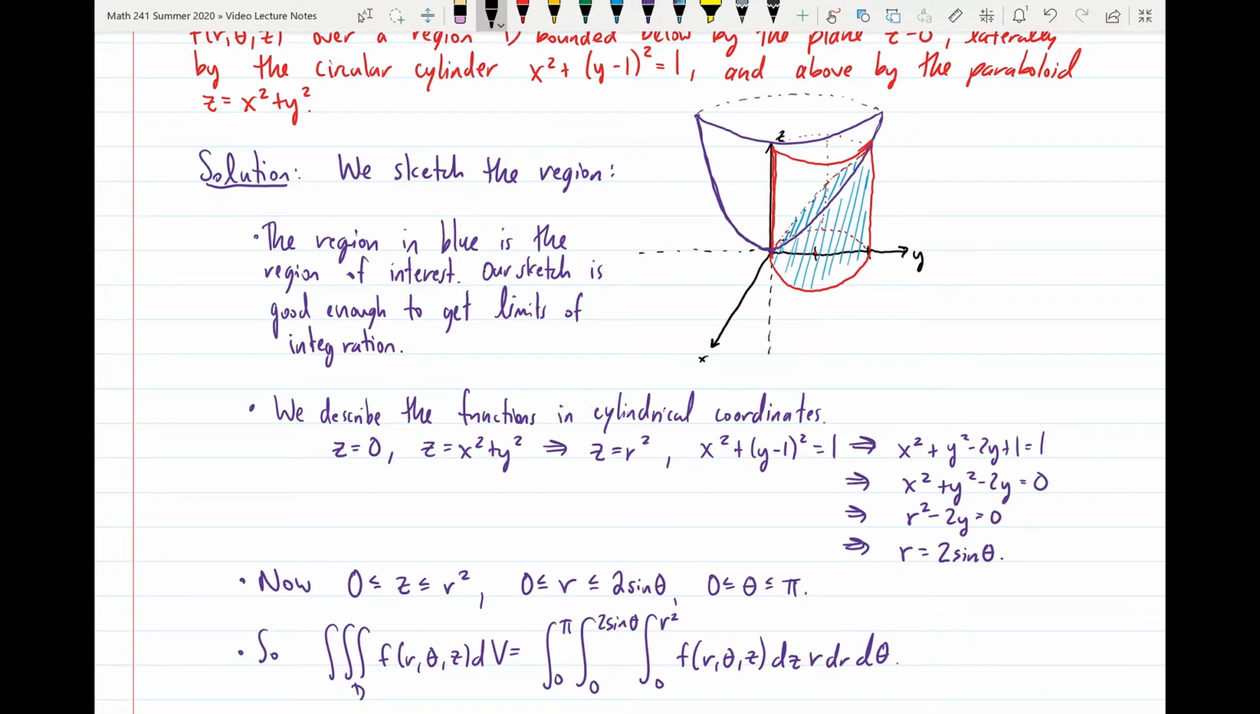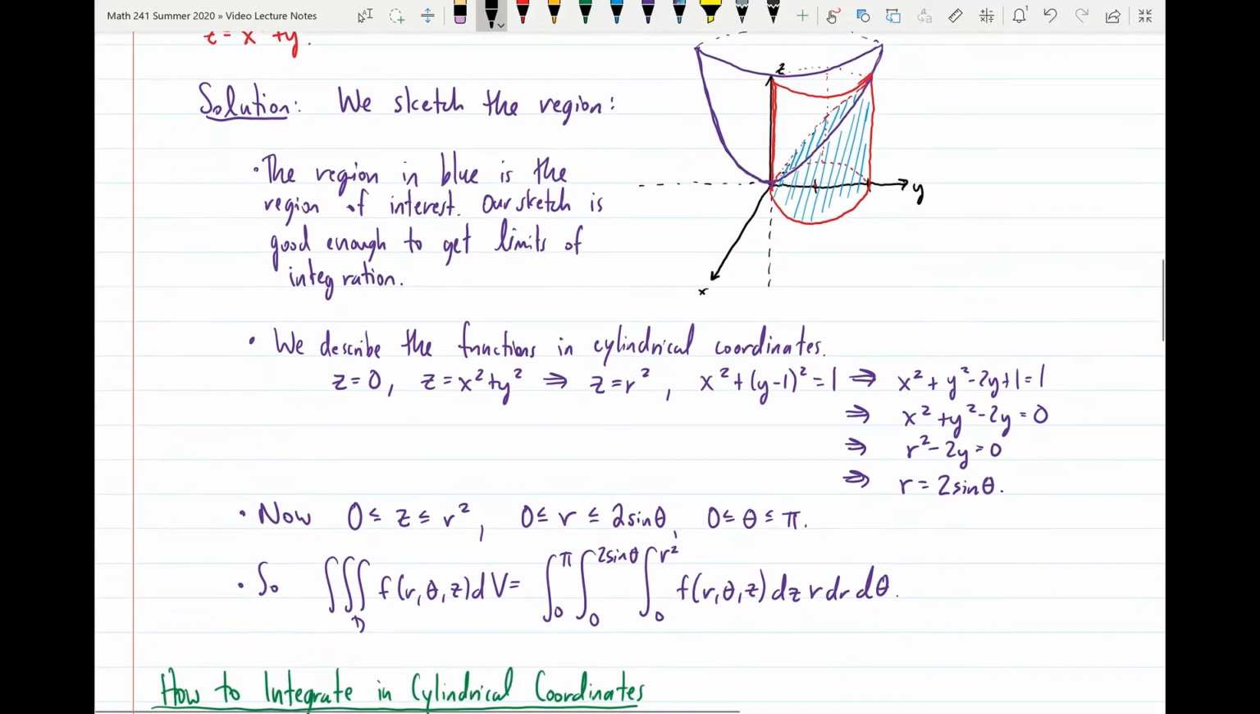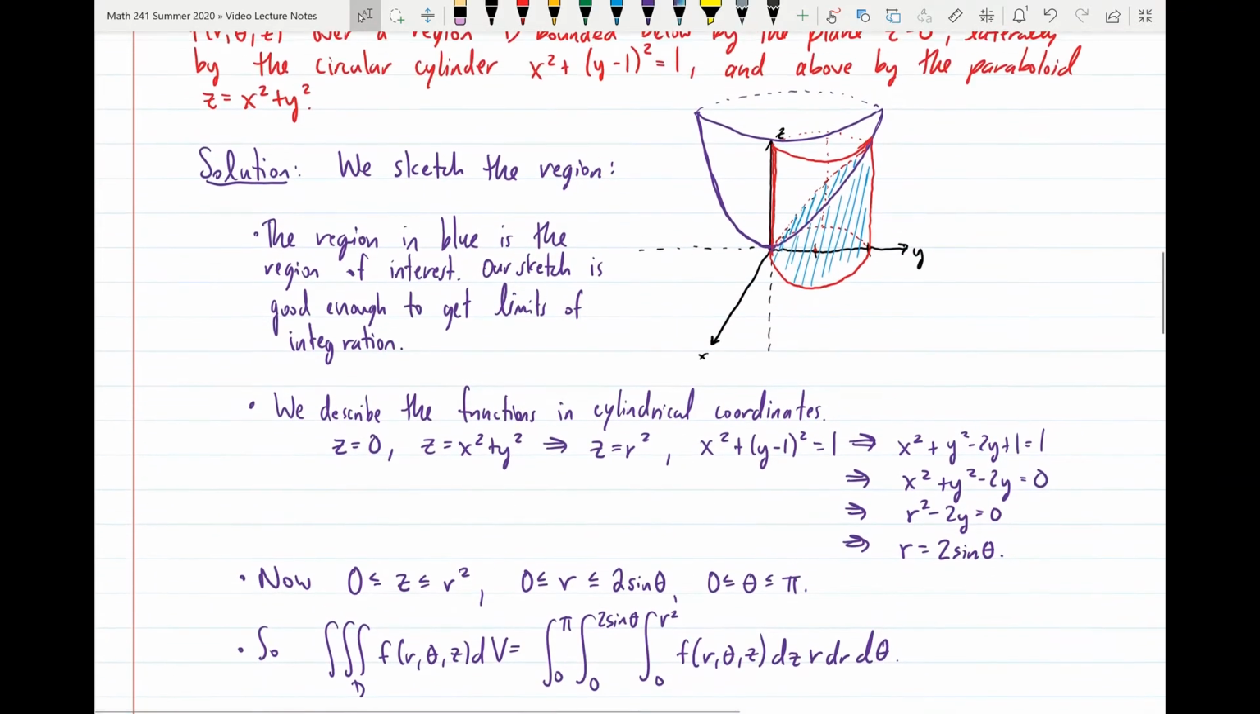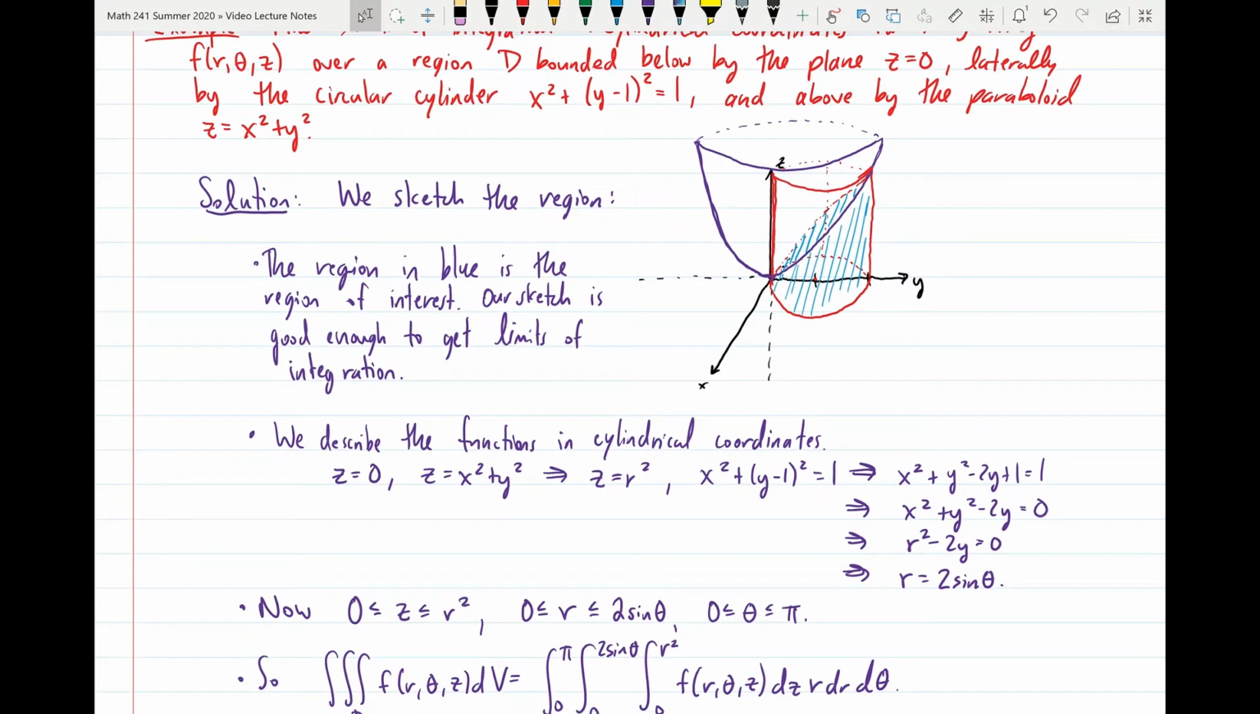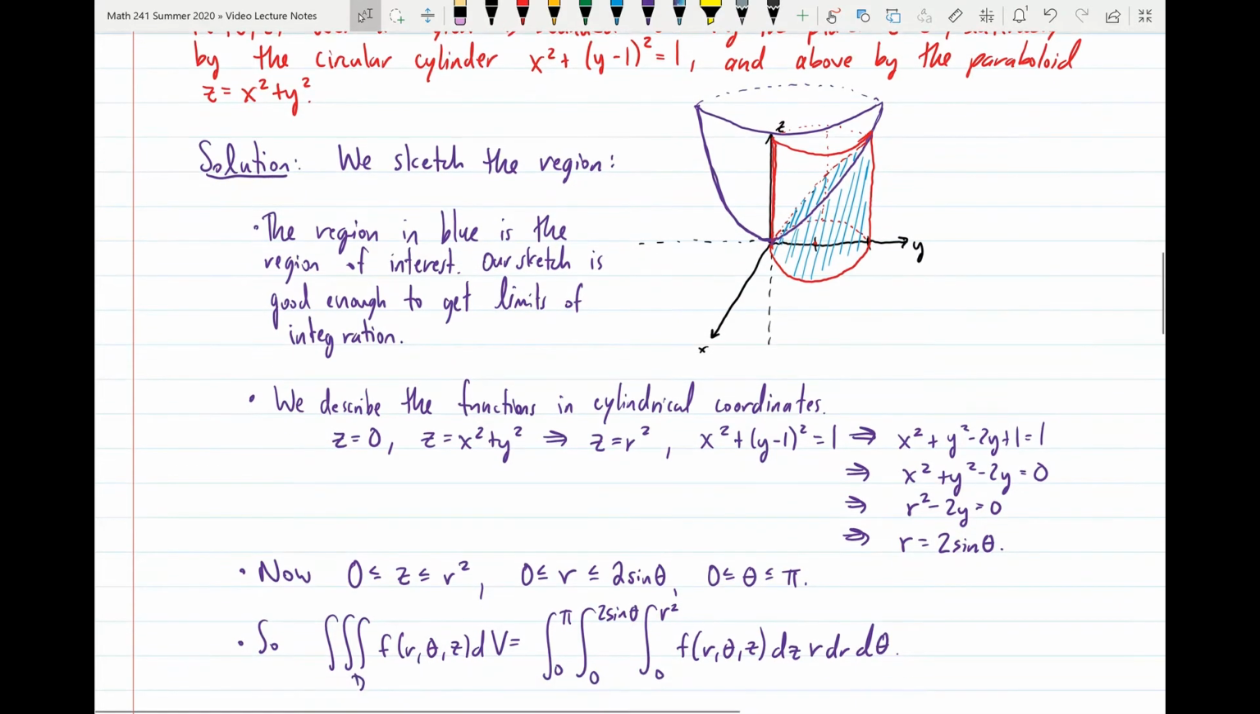If you want a better picture of what that looks like, you could also open up your book and look. I think your book has a pretty nice picture that might show a little more explicitly exactly what region we're talking about, but this is as good as I could do.